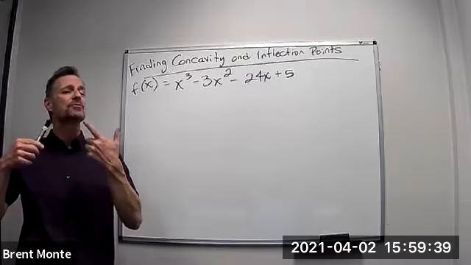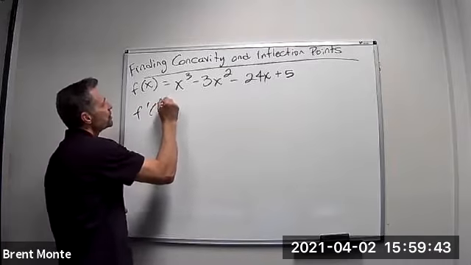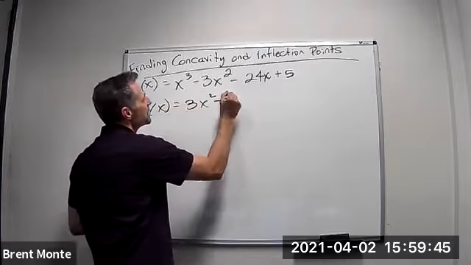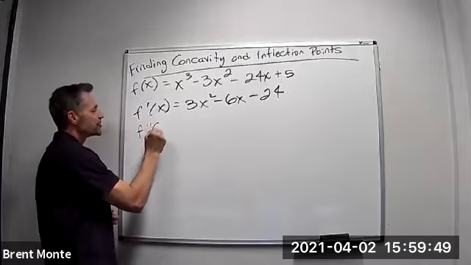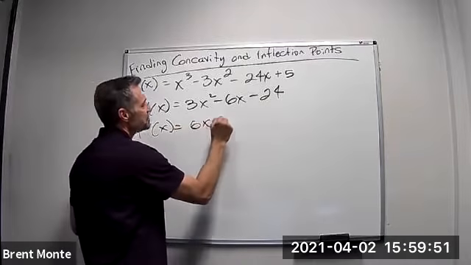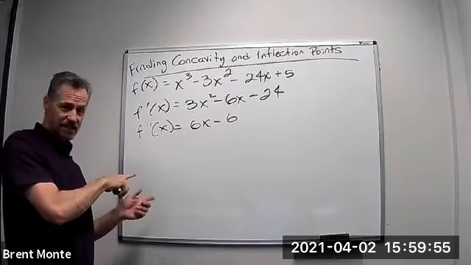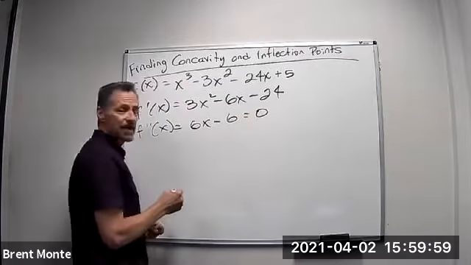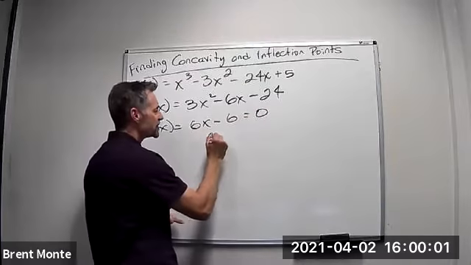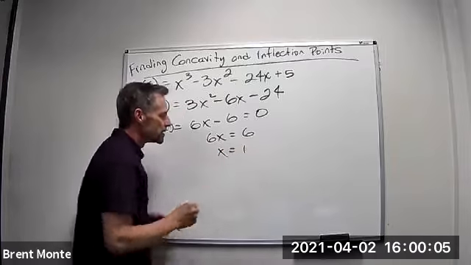Well, concavity comes from the second derivative. So let's go ahead and take the first derivative. We get 3x squared minus 6x minus 24. Onto the second derivative, 6x minus 6. And so to find concavity and inflection points, we take the second derivative and set it equal to 0. We solve it, add 6 to both sides, divide by 6, and we get x equals 1.